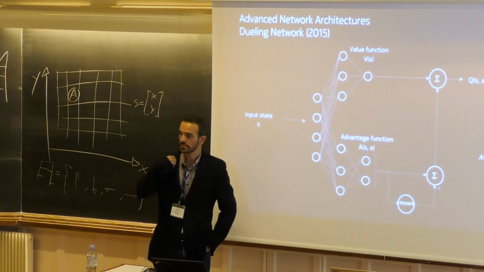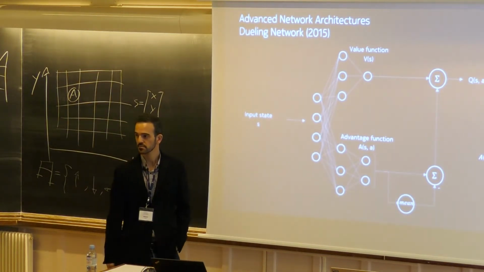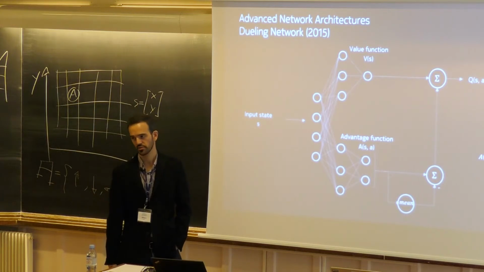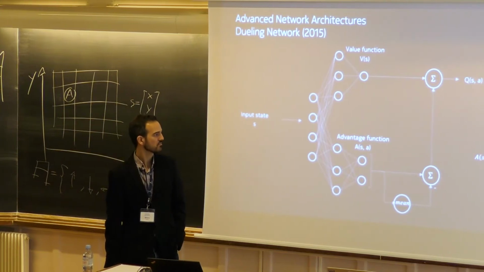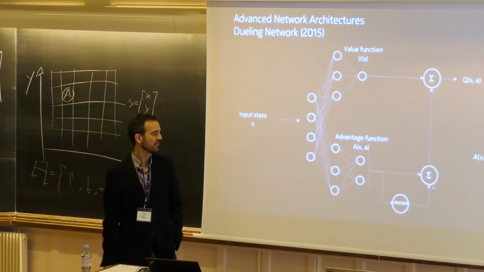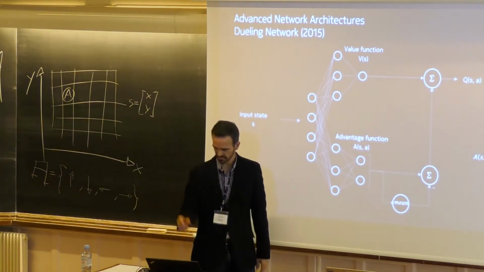A very naive question. Once it's trained, how do you know that what you got on the upper branch is V, and on the lower branch is the advantage? You don't. You don't know this. This is an interpretation of what the network is given.